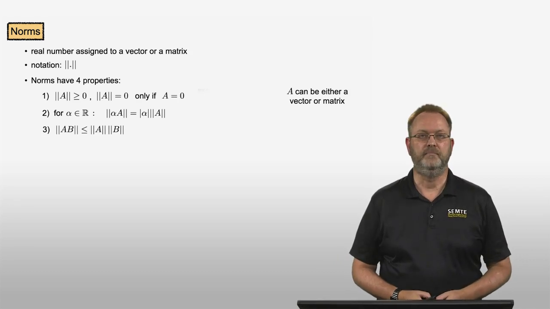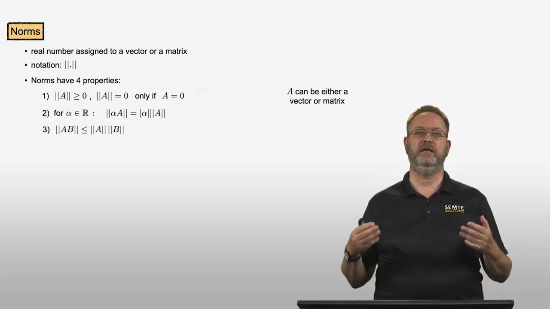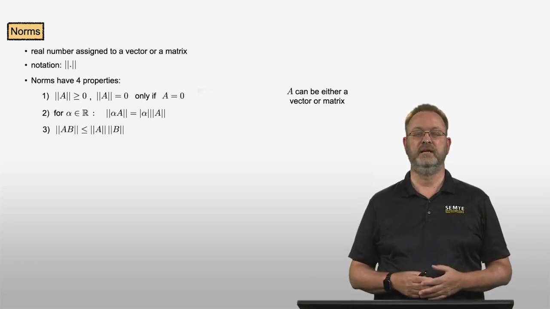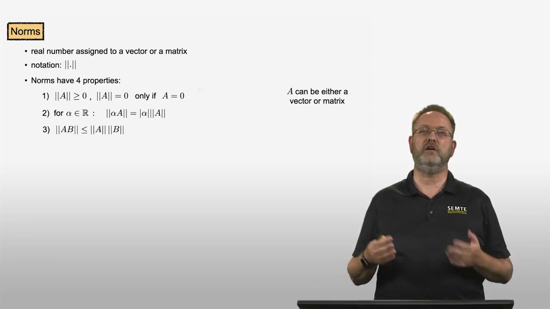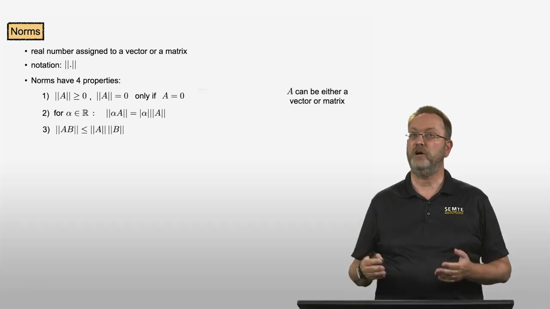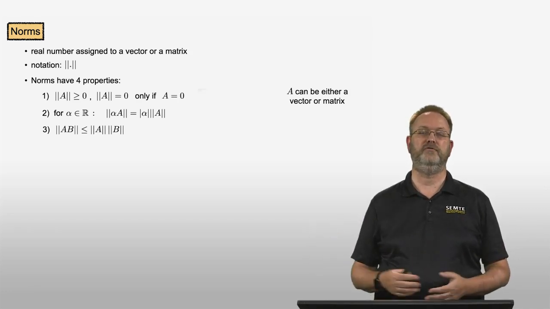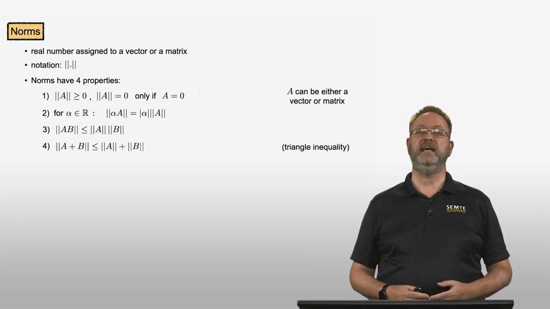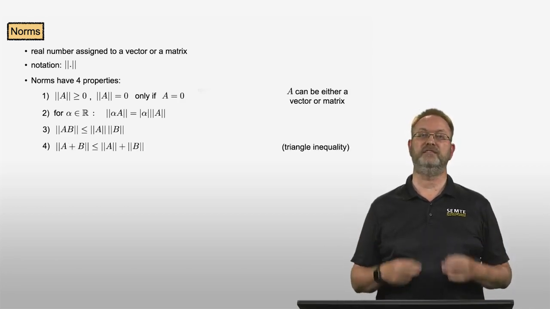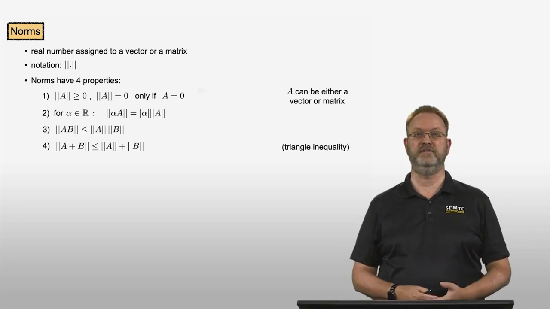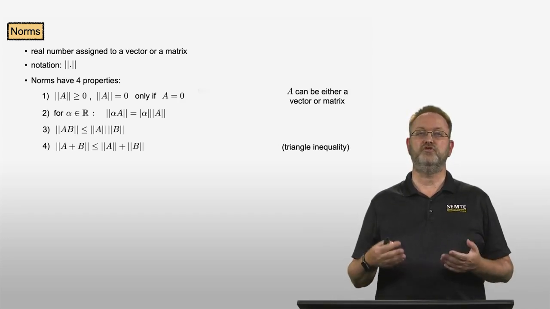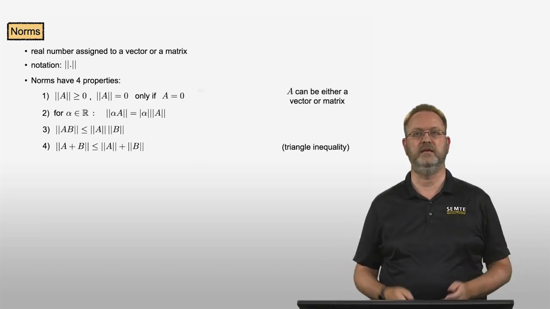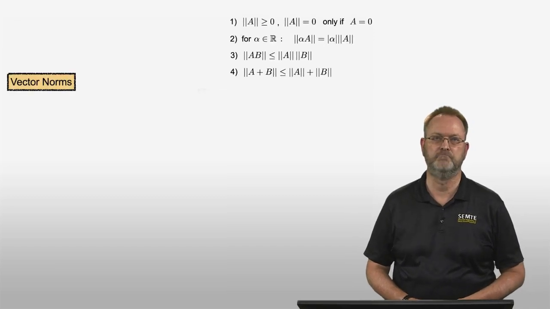Property number 3 is that if we take the norm of the product of two matrices or vectors, that result is smaller or equal to the product of the norms of the two entities. And finally, the fourth property is if we take the norm of the sum of two vectors or matrices, that norm will be smaller or equal to the sum of the norms, and that's the triangle inequality.